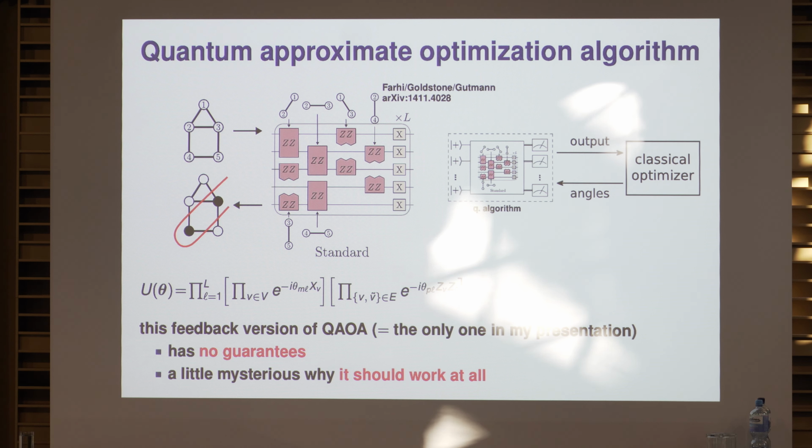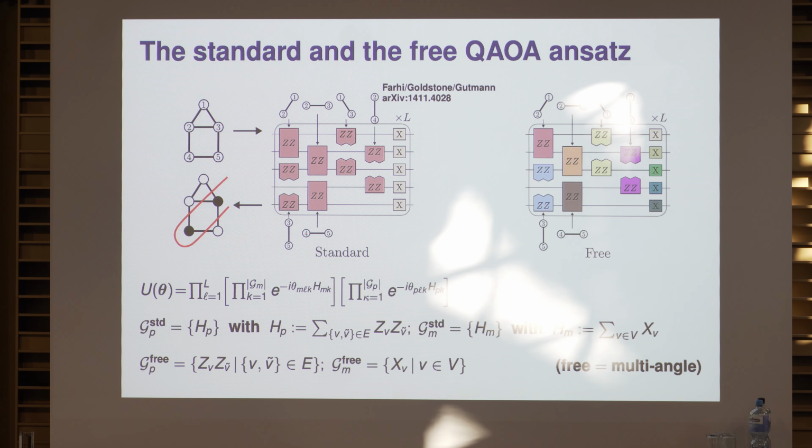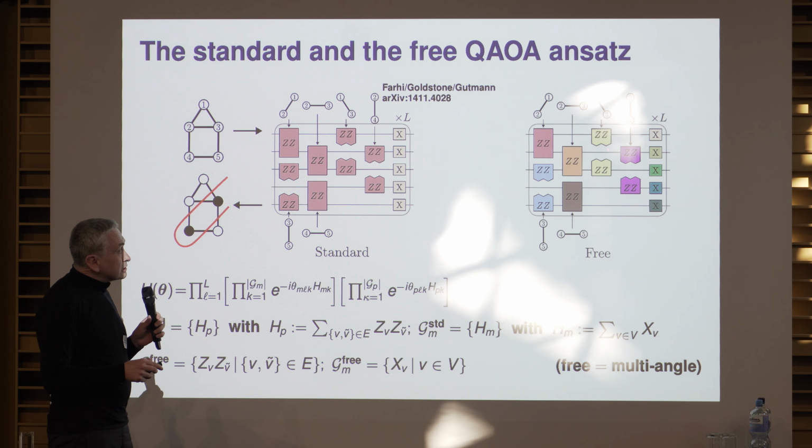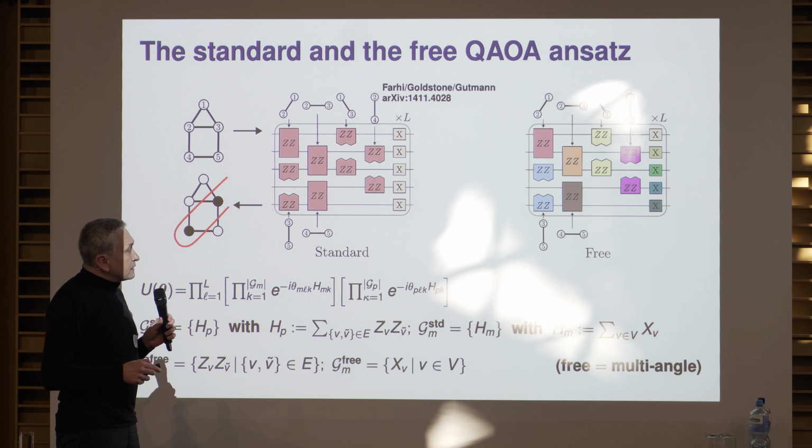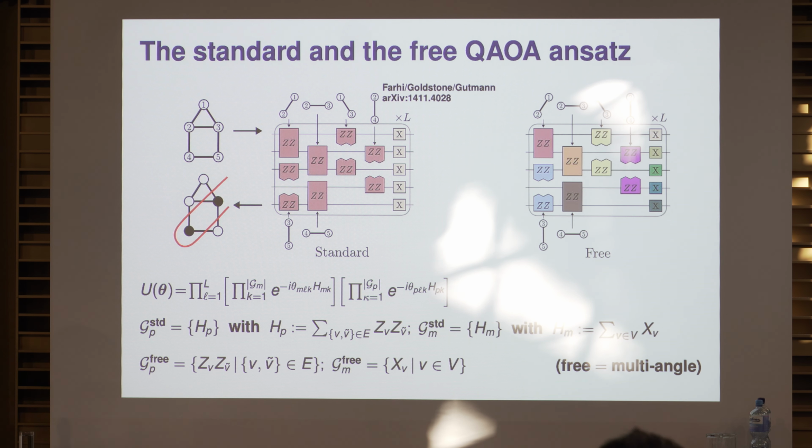Okay, good. So in this presentation we will consider two ansätze. The standard one, which is in this picture, and what we can call the free or multi-angle ansatz. Now you see I have different colors for the different ZZ interactions here. This is because we now allow separate angles for them and also separate angles for the X terms. So in a certain sense, in this right picture you're allowed to have, as Hamiltonians, individual Pauli strings, whereas here you have sums, because we have the sum over all ZZs and the sum over all Xs.